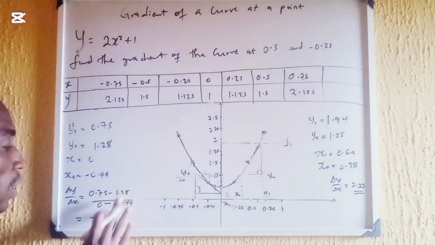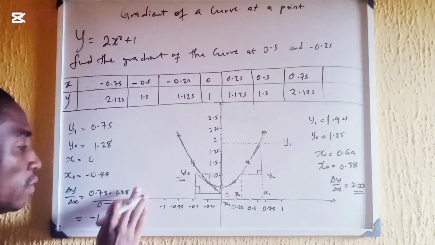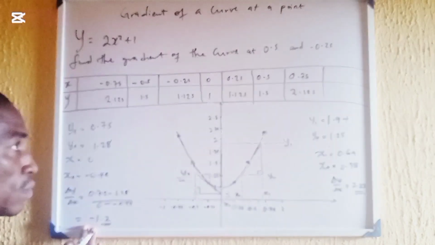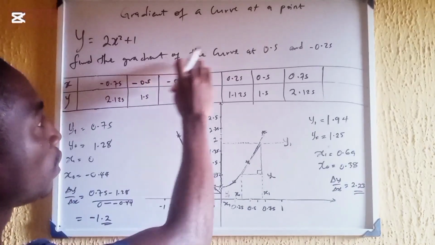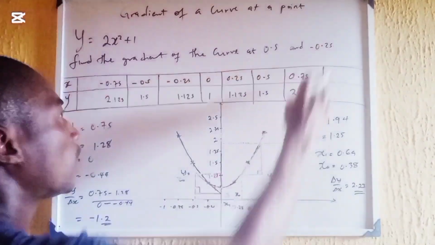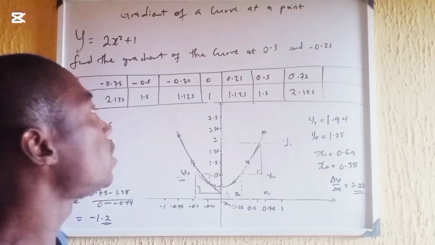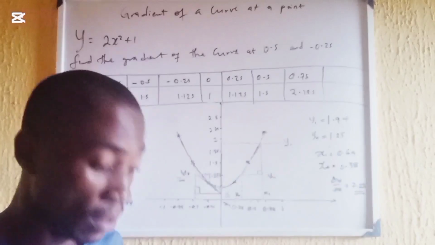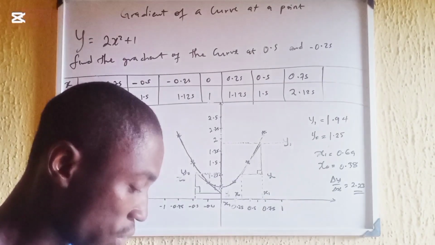Calculate your change in y and calculate your change in x. Divide change in y by change in x. You'll be getting approximately minus 1.2. So these are the gradients of the curve at 0.5 and minus 0.25. Please take note of the answers because we still use this equation for the next thing we want to discuss.